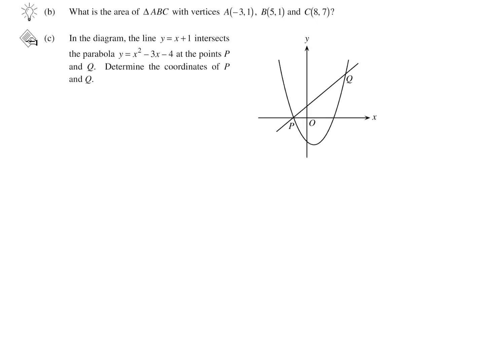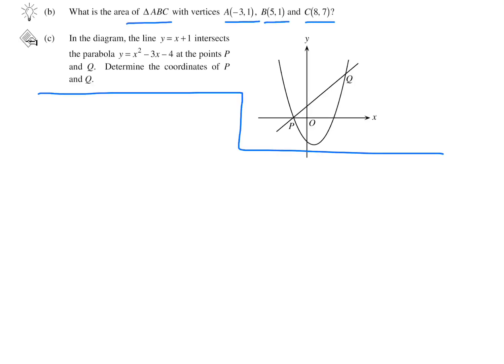To A. The vertices are minus 3, 1; 5, 1; and 8, 7 of this triangle ABC. All right, let's draw this out and see what we get.